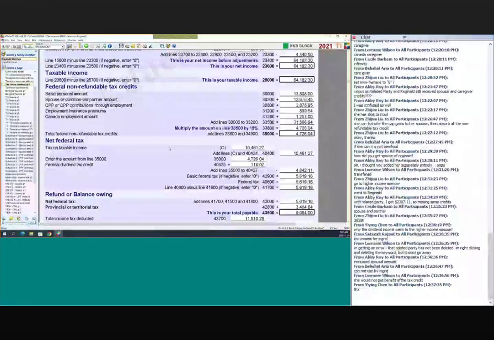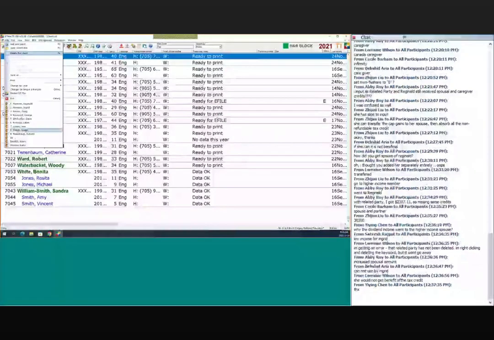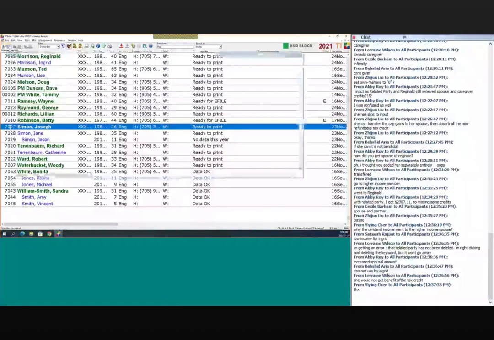Okay. Now the next problem is going to have optimization. So we'll have a little practice with optimization here. Our next one is the Simons. So let's go to the Simons here. And there they are. There's Joseph Simon. So we'll go to Joseph here.